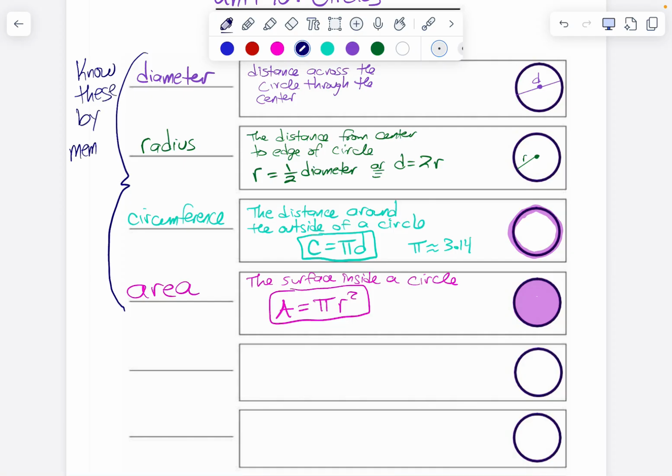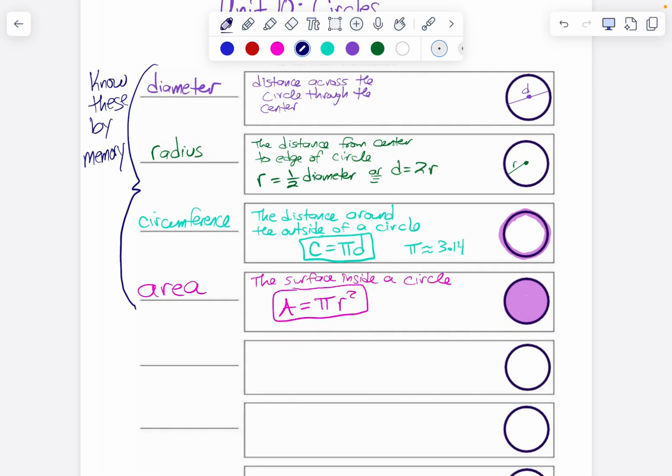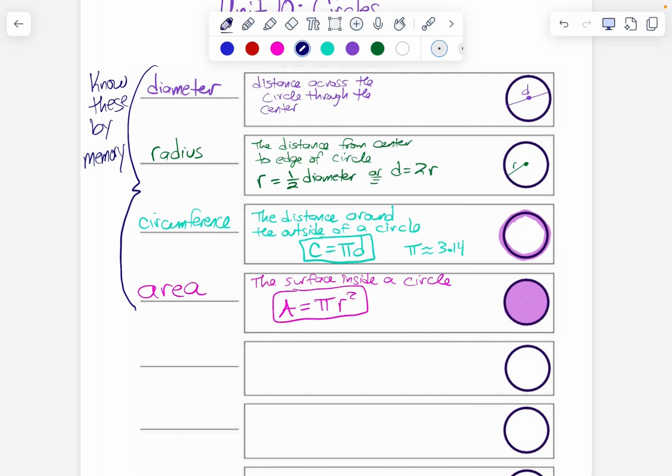You need to memorize these. That's just functional human math right there, okay? Don't be Google dependent. Do those look familiar?